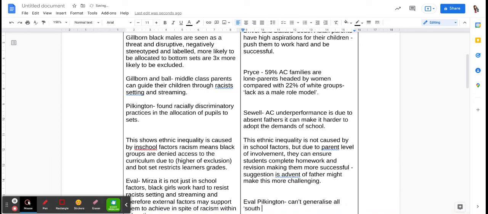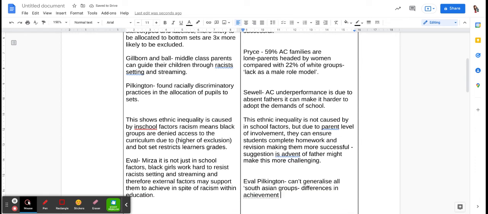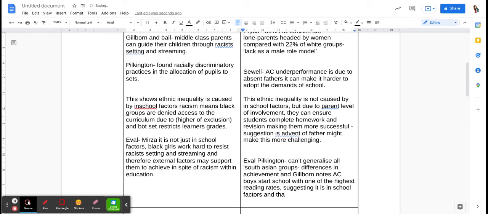To all South Asian groups, there's huge differences in achievement. Bangladeshi, Pakistani, Indian groups have hugely different rates of achievement. And Gillborn notes that Afro-Caribbean boys start school with one of the highest reading rates, suggesting it is in-school factors, and that Sewell and Bryce have no evidence to support their theory. It'll just be an idea plucked.